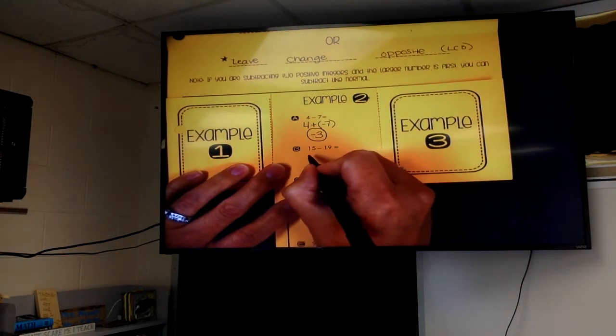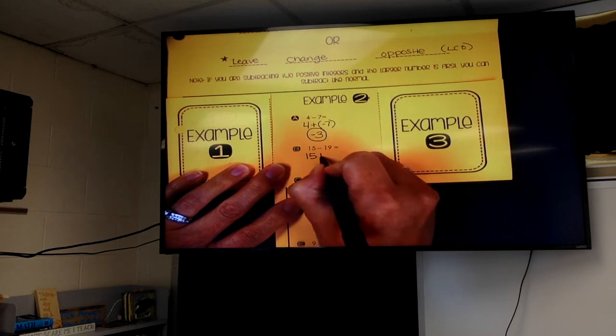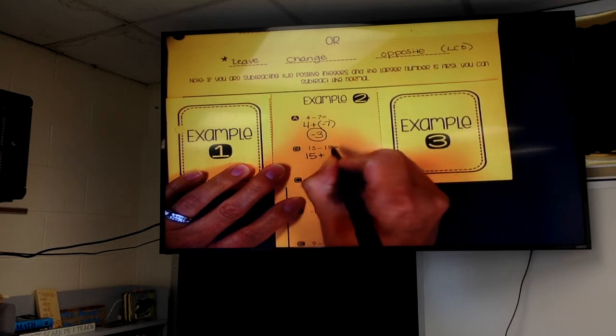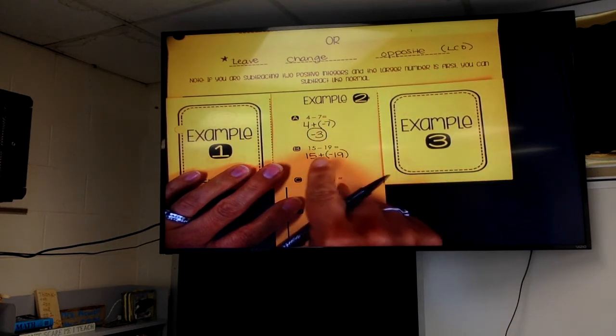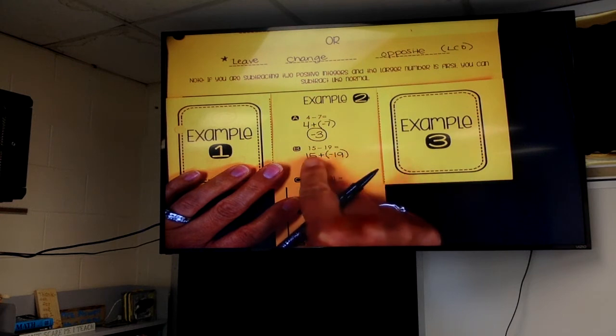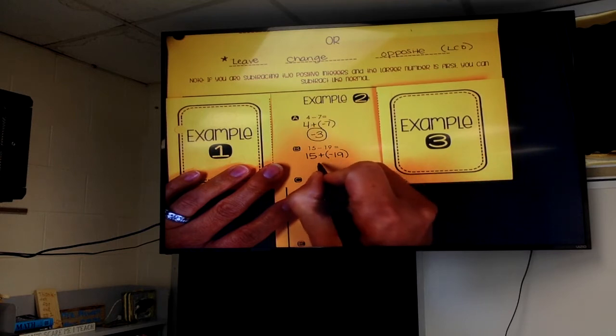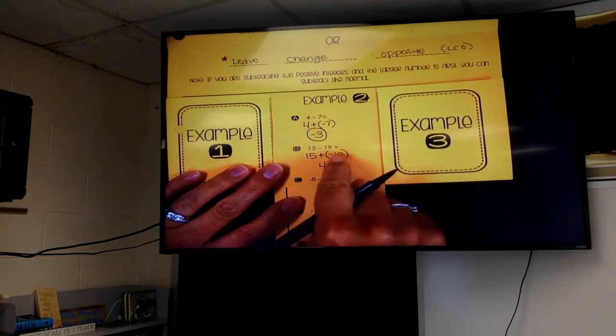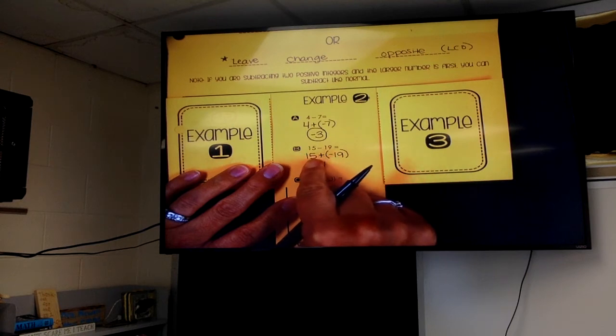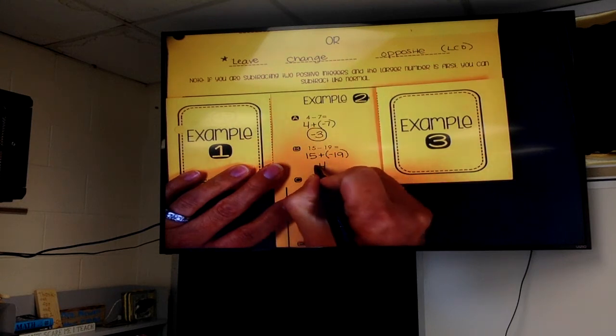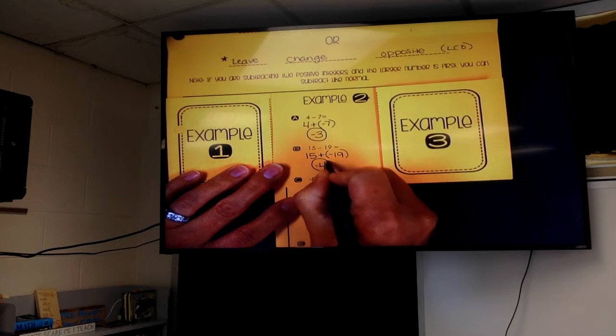Let's try B. Okay, additive inverse. Leave the first number, change to addition, the opposite of the second number. So this is a positive 19, so I need to change it to negative 19. My signs are different, and different means difference, and difference means to subtract. So my 19 minus 15 is 4. 19 is bigger than 15. 19 is negative, so my answer is negative 4.